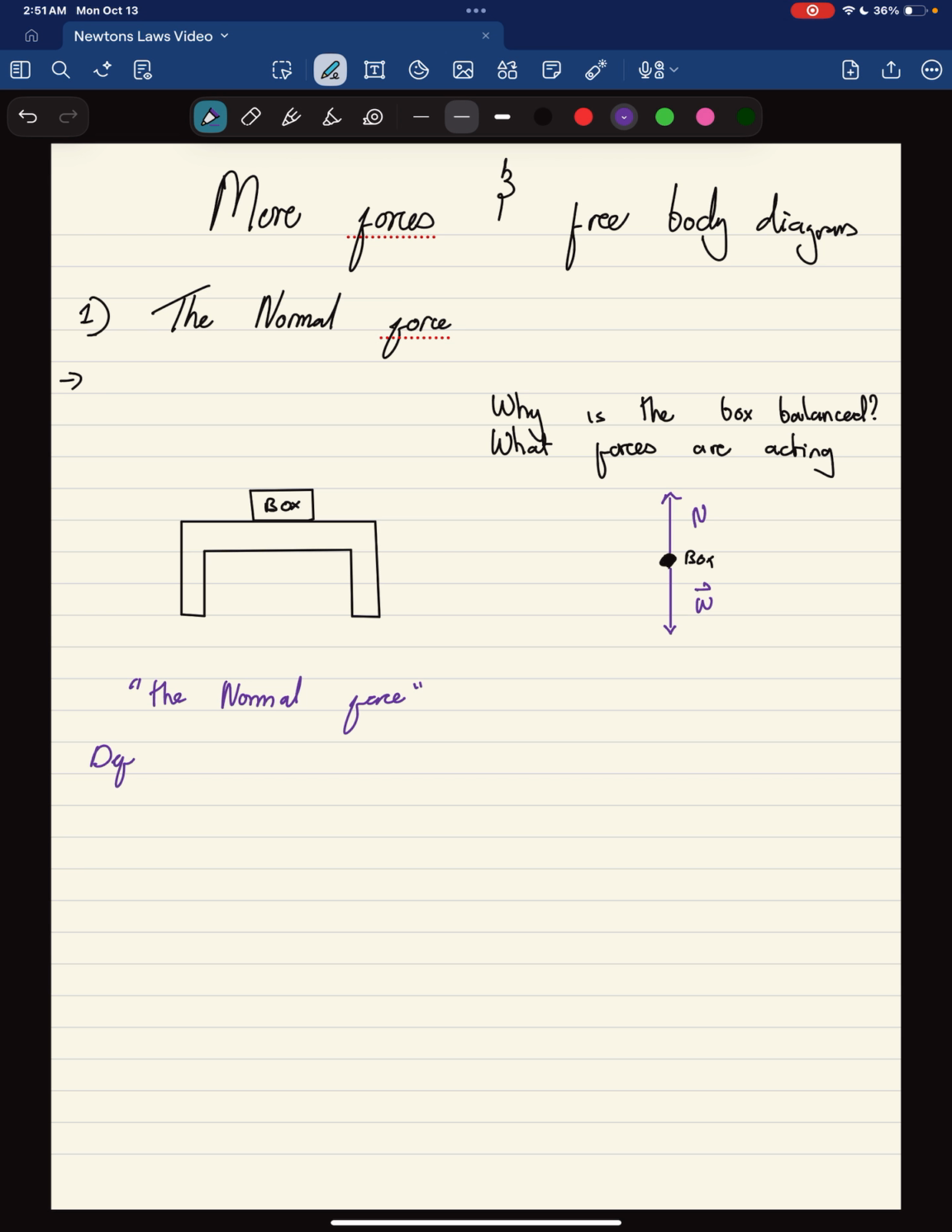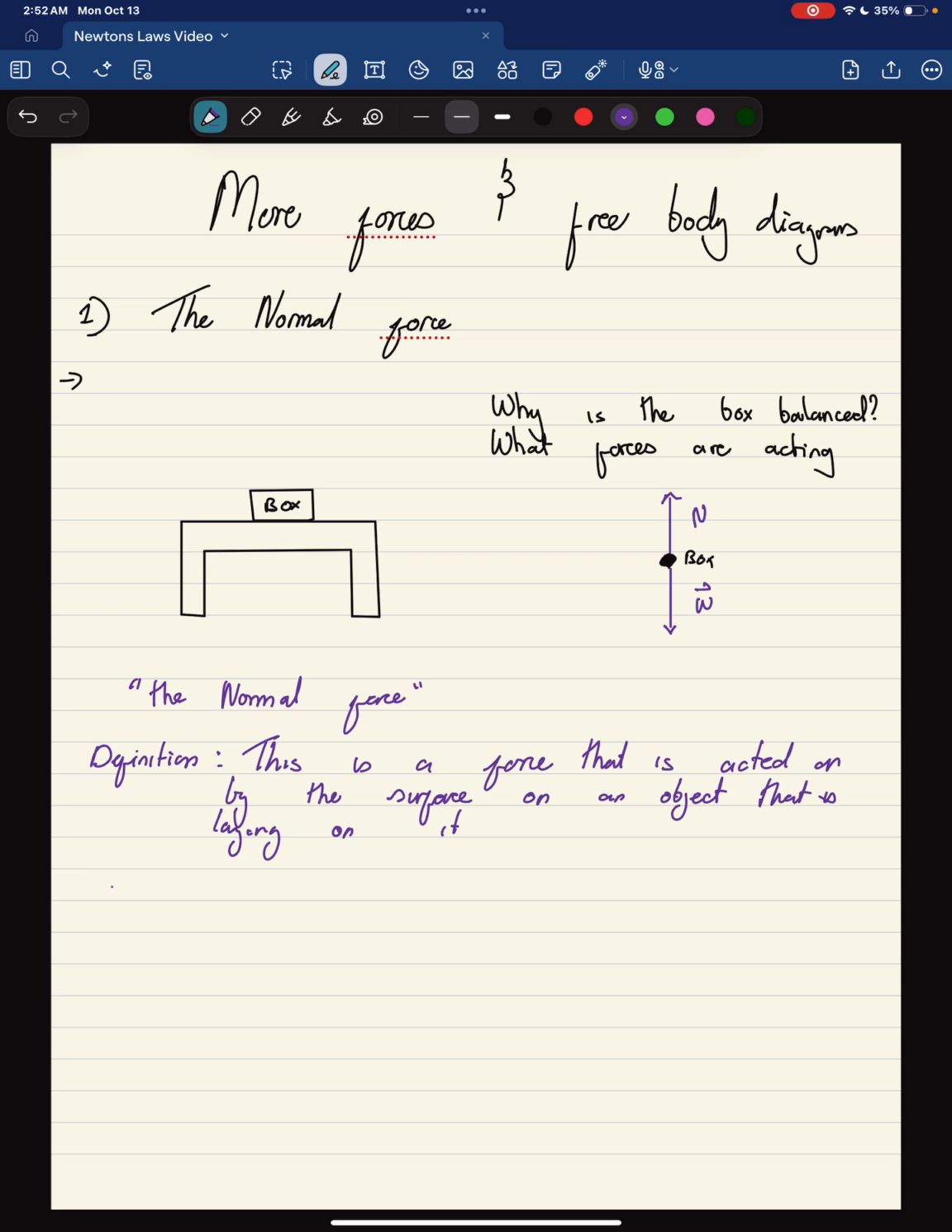Definition: the normal force is a force acted on an object by the surface that the object is laying on. So that's our normal force.